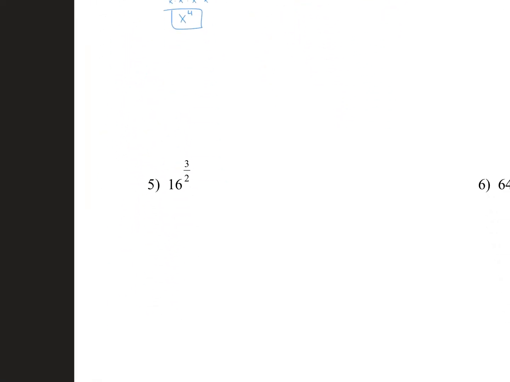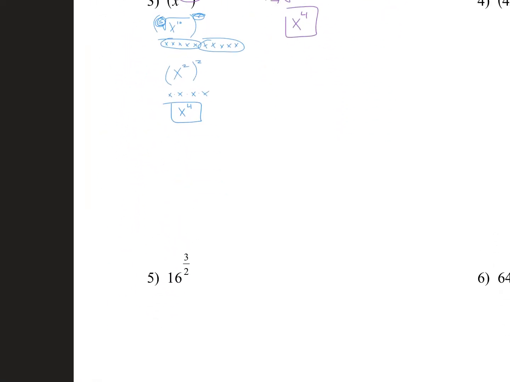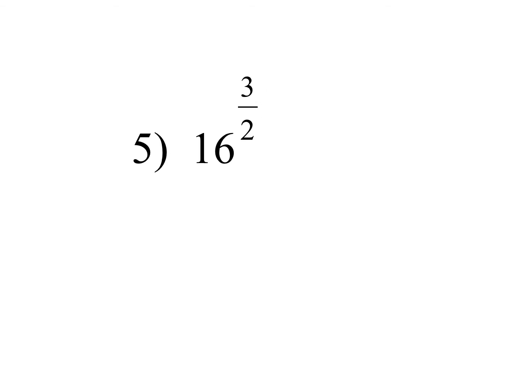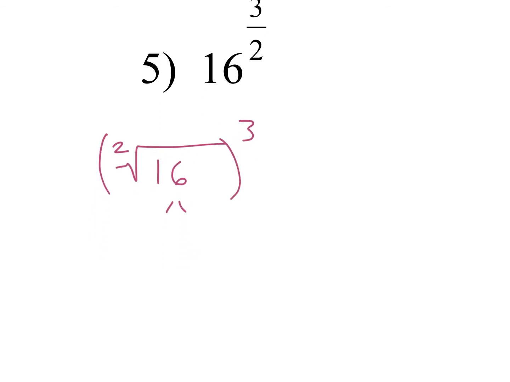All right, let's look at number 5. Any questions on that one? All right, 5. So which numbers are indexed? What's going to go out front? The 2. So we have the square root of 16 cubed. So we need to list all of our factors of 16. What are some factors of 16? 8 times 2? Or 4 and 4, whichever one you want to do.